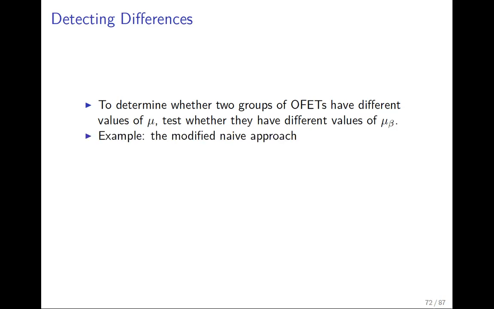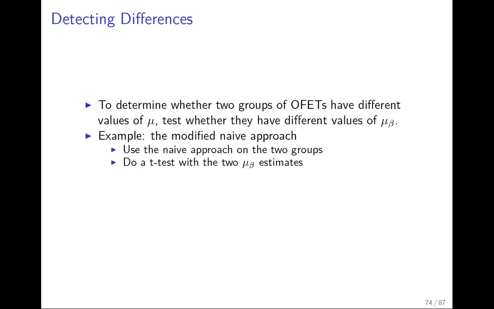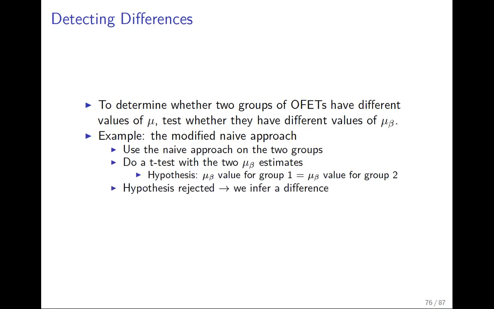As an example of a modified approach, the modified naive approach applies the naive approach from earlier to each of the two groups, which produces a mu beta estimate for each. Next, a t-test is used to test the hypothesis that the mu beta values are equal. If the p-value is below 0.05, then the hypothesis is rejected and we conclude that a difference exists.